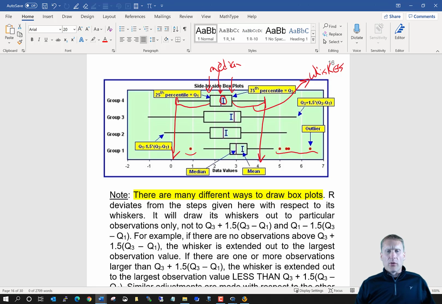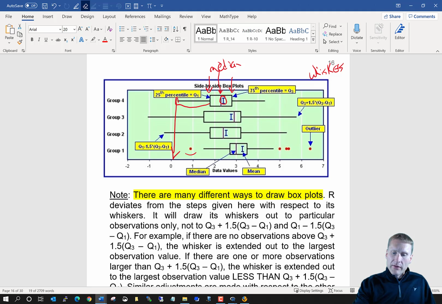that's for group 1. So I should have mentioned at the very beginning that this is a box plot that allows you to compare different groups. So if we have any observations that are outside those whiskers, those are often referred to as extreme values or outliers.